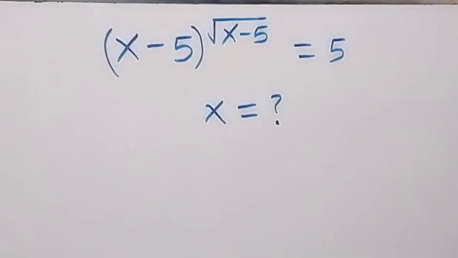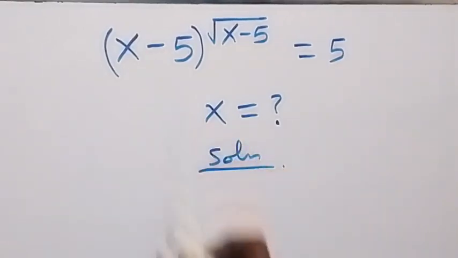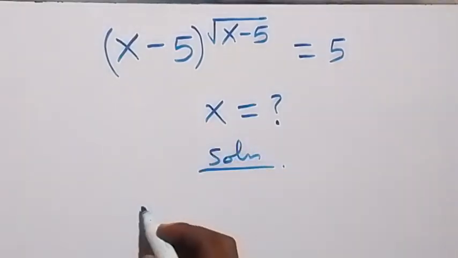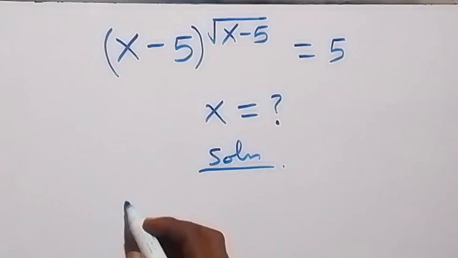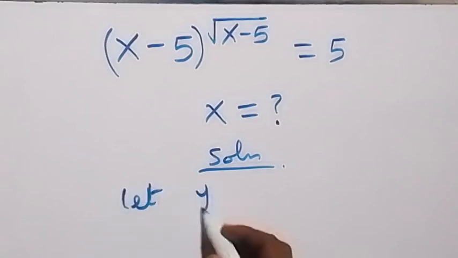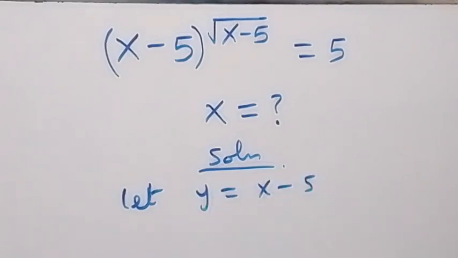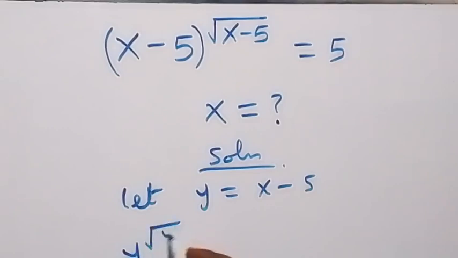From here, let a letter represent x minus 5. That is, let y be equal to x minus 5. Then we can write what is given now as y raised to power root y equals 5.